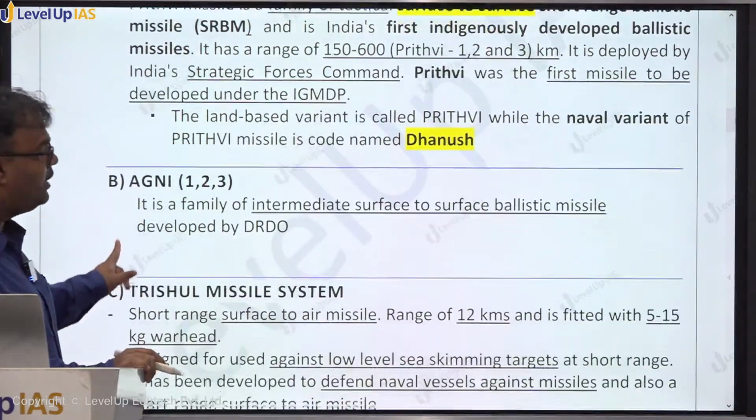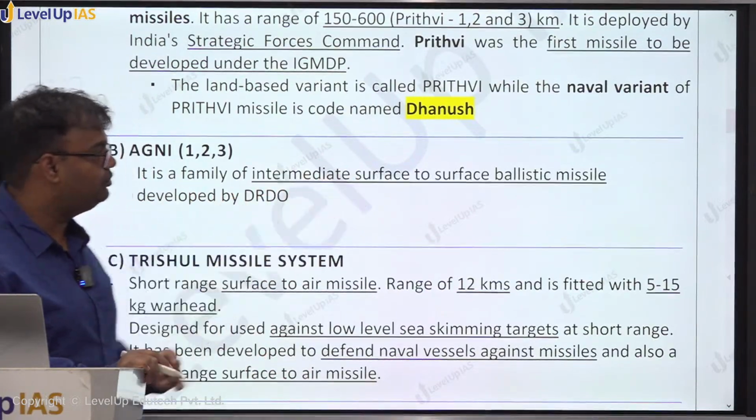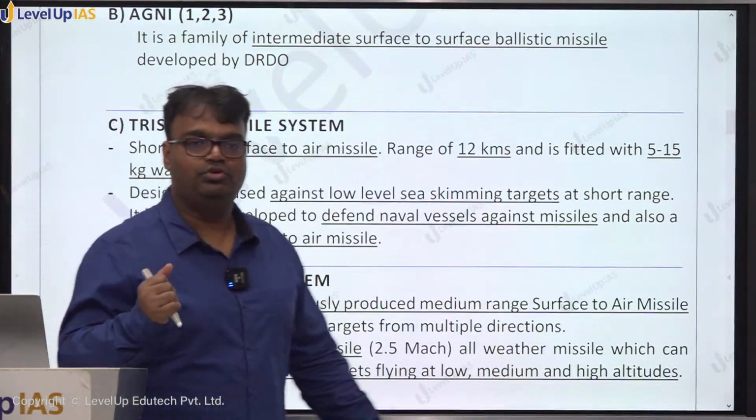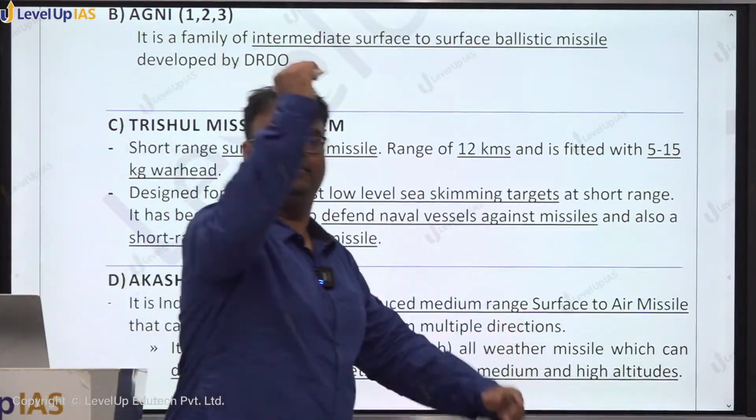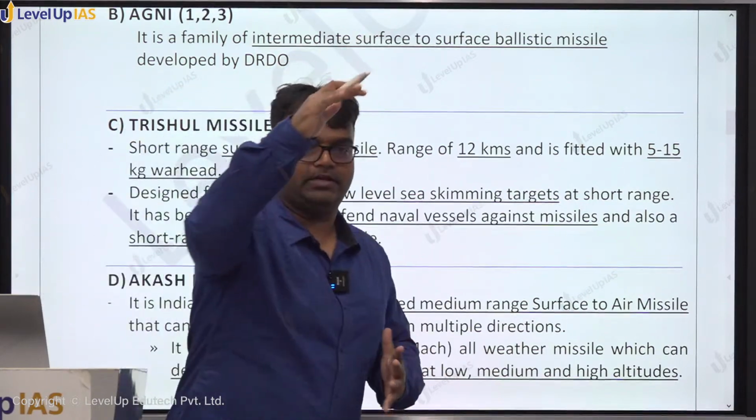Then we have Agni 1, 2, 3. We have just seen that. These are intermediate range surface to surface ballistic missiles. We have Trishul. Now, when you imagine Trishul, you see someone throwing it from here, so it is a surface to air missile.